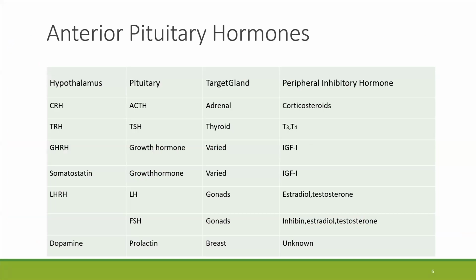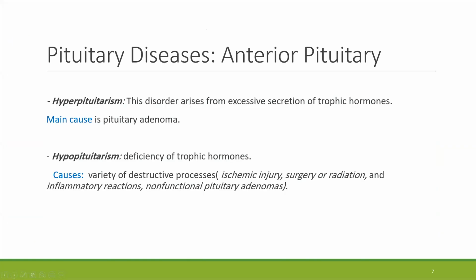This is the chart that shows the hypothalamic inducing hormone, the pituitary hormone, the target glands, and the peripheral inhibitory hormones. You're going to go through that in the clinical lectures in detail. Just remember, we have an inducing hormone at the level of the hypothalamus. We have the pituitary hormone. We have a target gland hormone, and we have a peripheral inhibitory hormone.